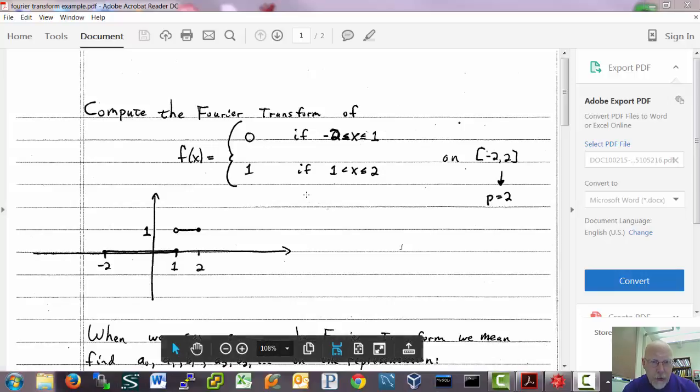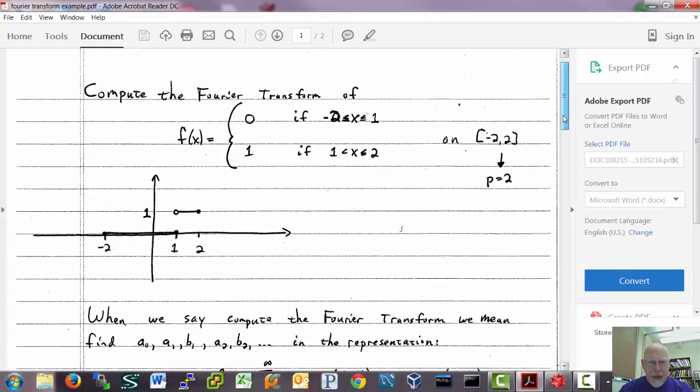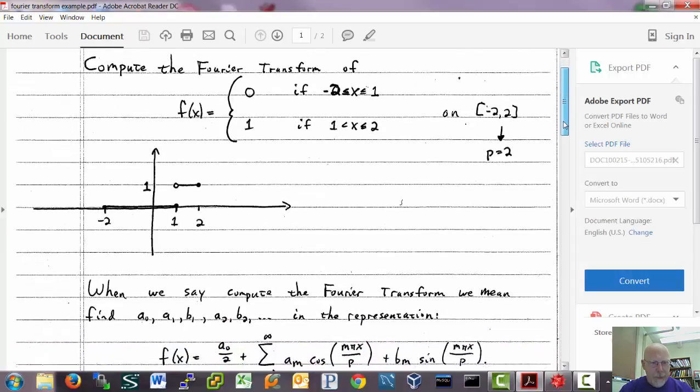So the function we're going to use is the function f that's going to be 0 from -2 to 1, and then 1 from 1 to 2. So this function is only defined on the interval from -2 to 2. And if you've been following the notation we've used in class, that means that number p is 2. So here's a graph of the function. Again, it's 0 from -2 to 1, and it's 1 from 1 to 2. So this is a piecewise defined function, and an example that we will use commonly.